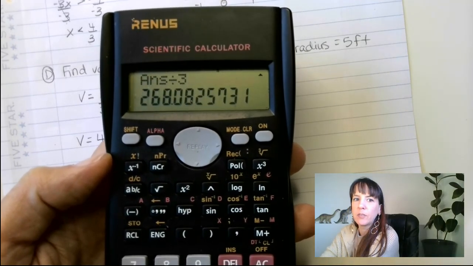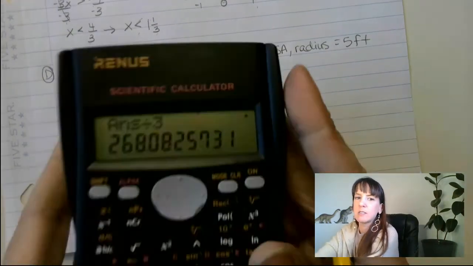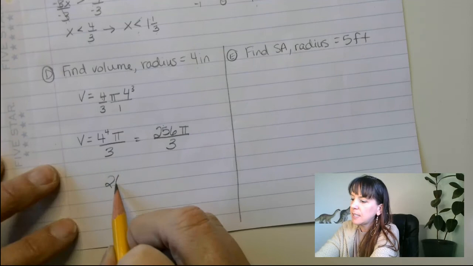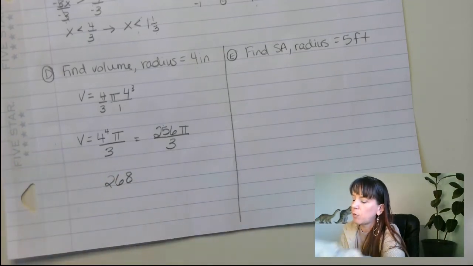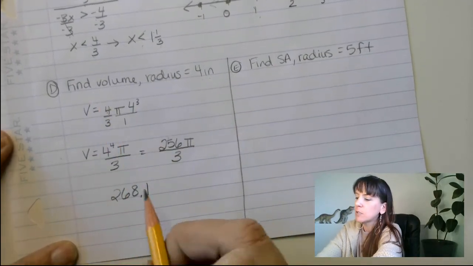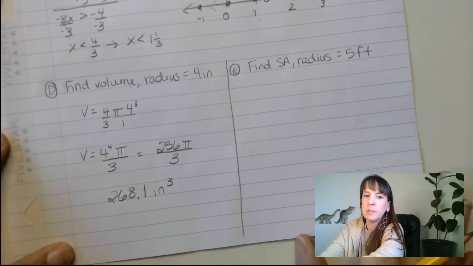We end up with 268.1, right? So 268, is that what I said? 0.1, yeah, okay, 0.1. And this is inches, and we're talking volume, so it's going to be inches cubed.